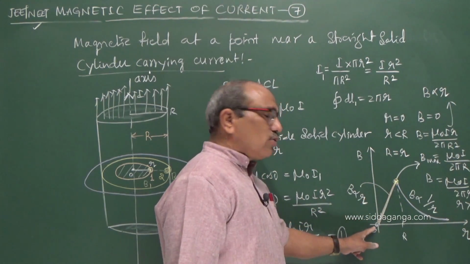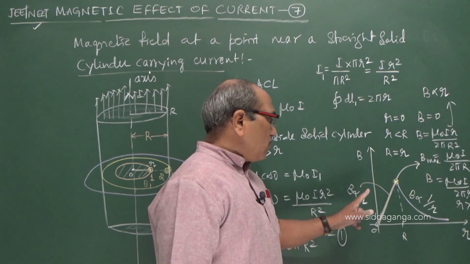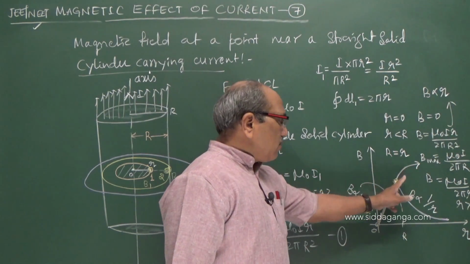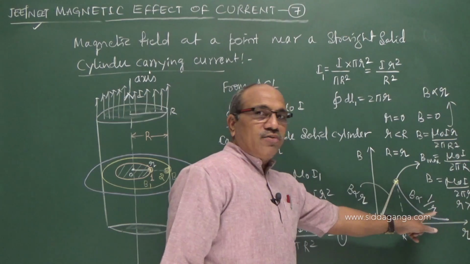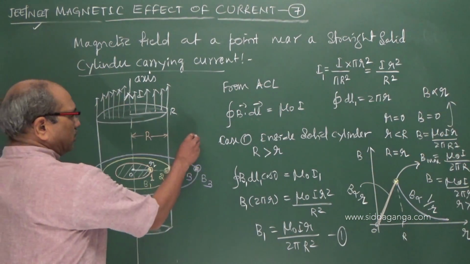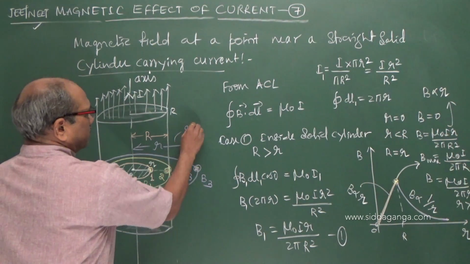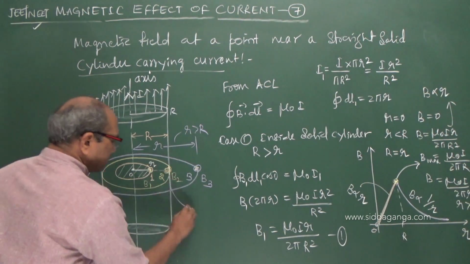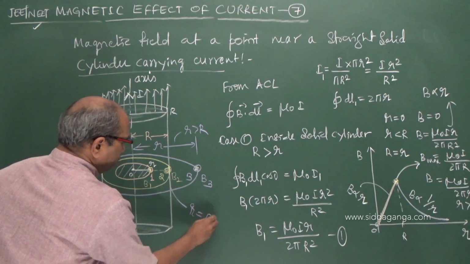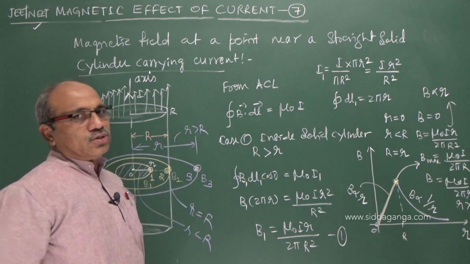Inside the solid cylinder, B is proportional to the distance from the center. It is maximum at the surface, and goes on decreasing inversely with distance from the center, for any small r, for which r is greater than R. For this, r is equal to R. For this, r is less than R. The curve we have shown.